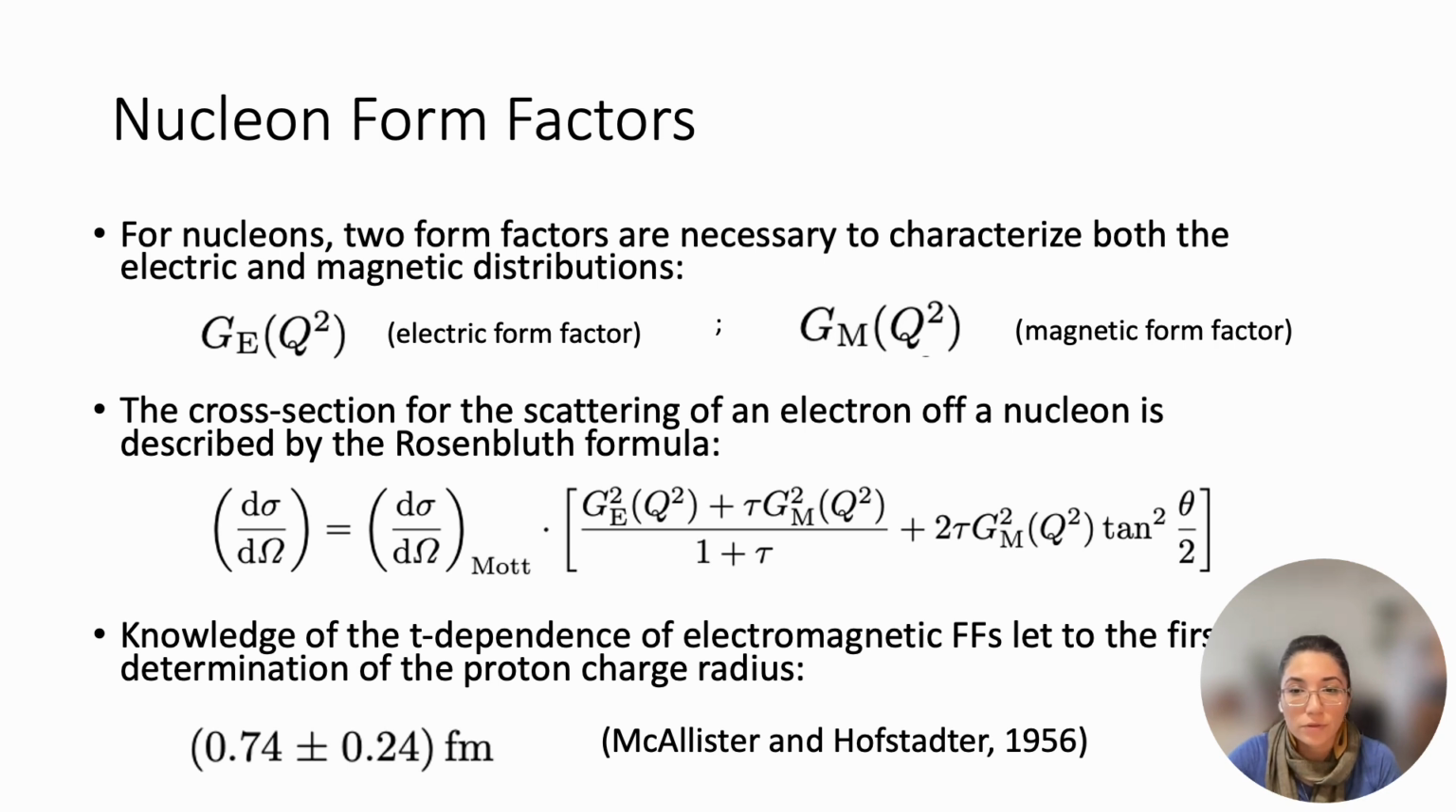And so an important milestone in the field of nucleon structure was actually brought on by the studies of elastic electron-proton scattering, where knowledge of the Q-dependence of electromagnetic form factors allowed information about the spatial distributions of electric charge and magnetization to be inferred, which led us to the first determination of the proton charge radius of about 0.74 plus or minus 0.24 Fermi.